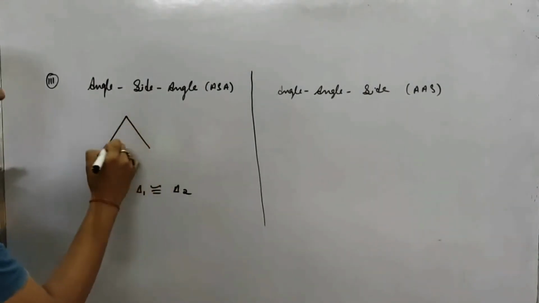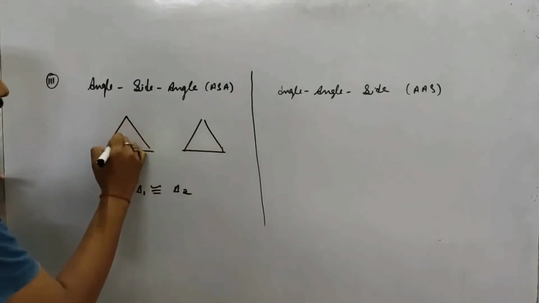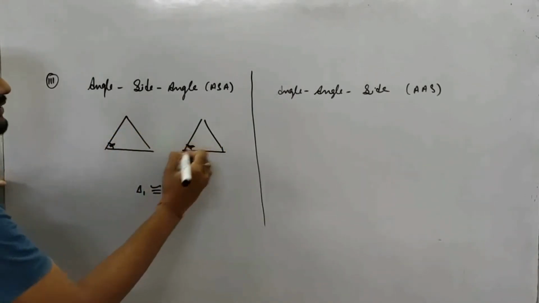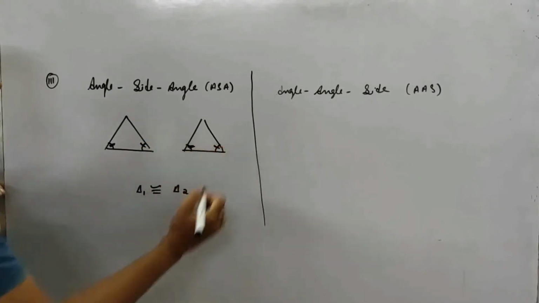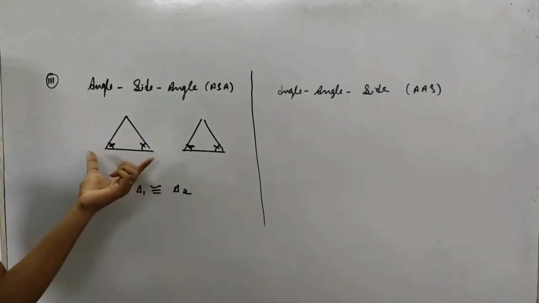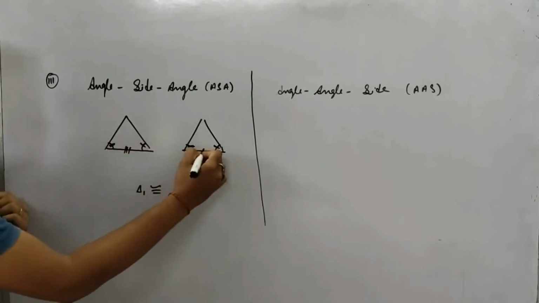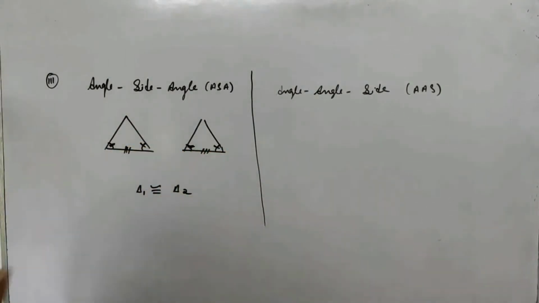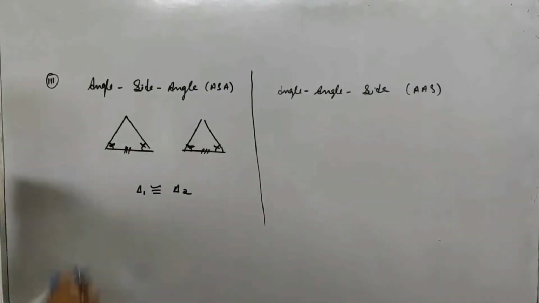Say for example, I choose this angle is equal to this angle, and then this angle is equal to this angle. Then which side shall I pick? Obviously between these two angles, which side is there? This side. So I have to say this side is equal to this side. Then it will become angle, side, angle. Say in a different way.